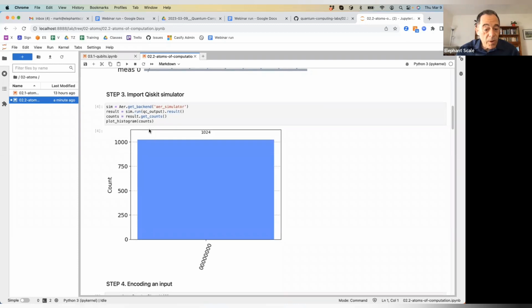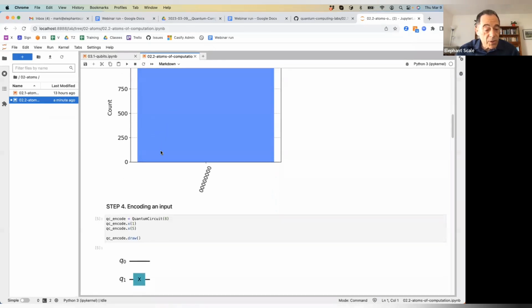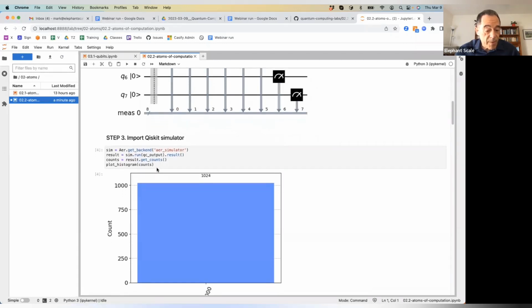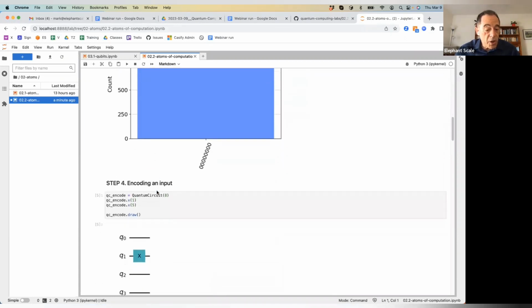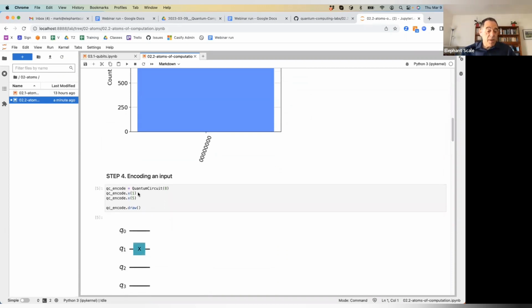So we will be counting just the number of bits. That's what we're counting. And we are encoding the input. We are setting these qubits to something previously known. I'm giving the input, so to say.